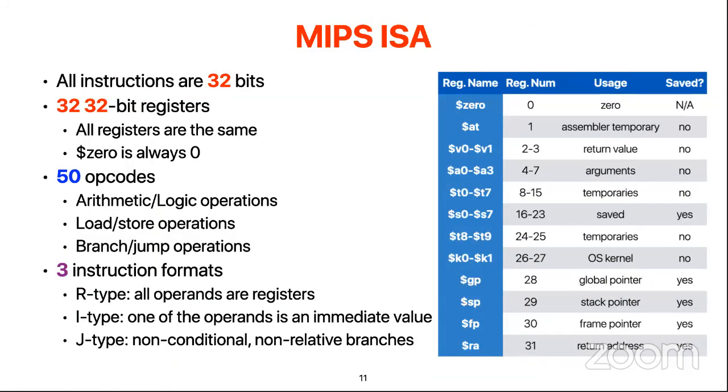So that's the summary of MIPS instruction set architecture. It has 32-bit registers, so everything is about 32. It has 50 operations, which require you to use 6 bits to encode, and 3 different instruction formats.